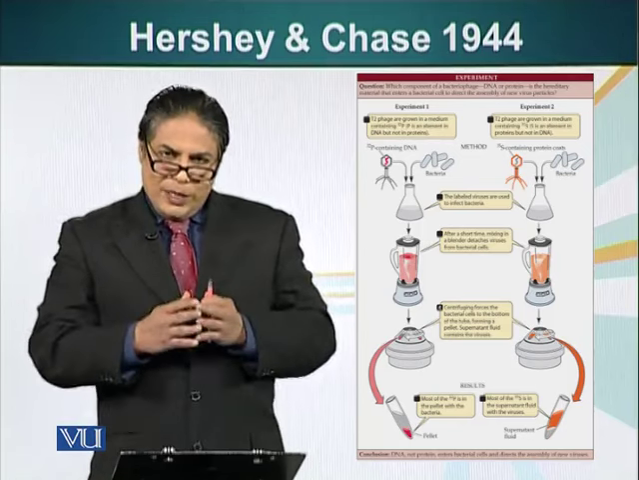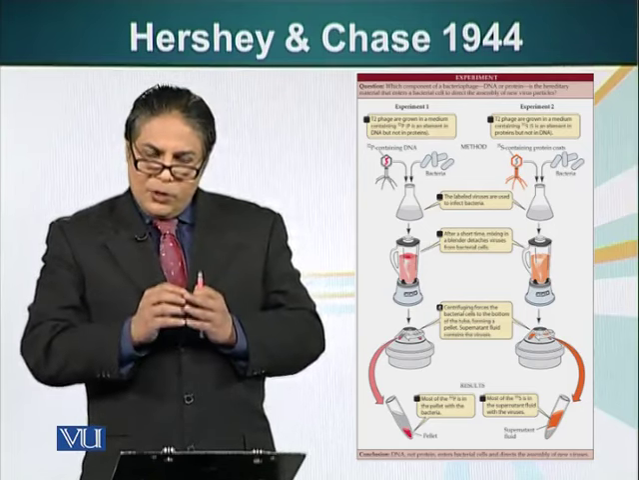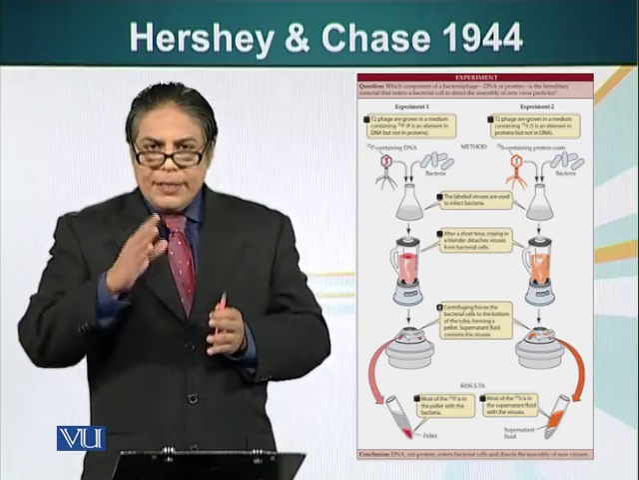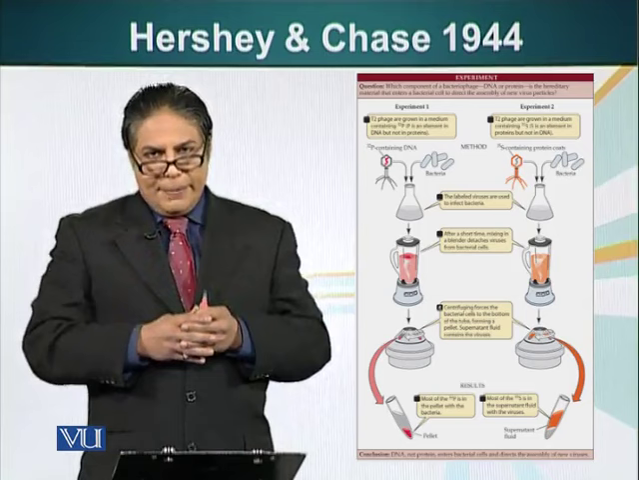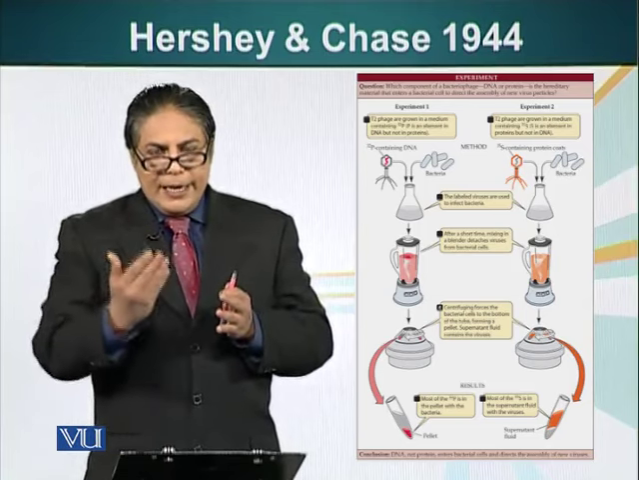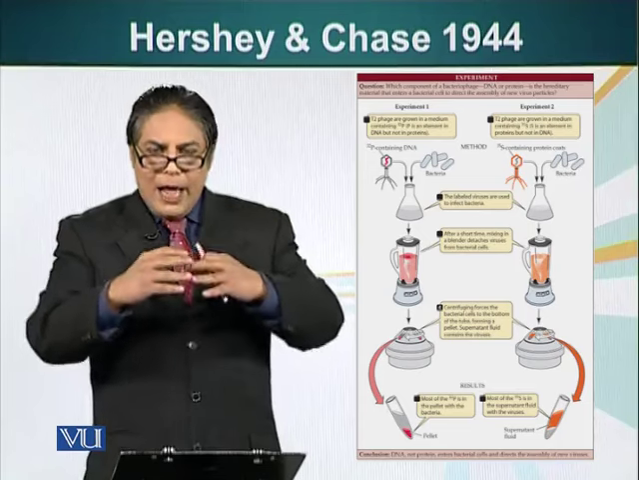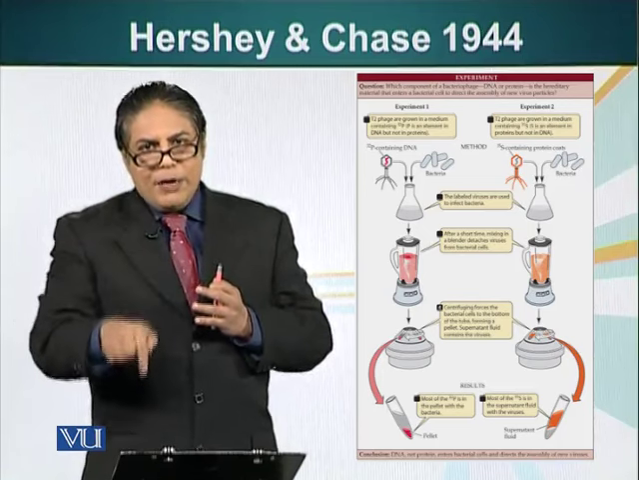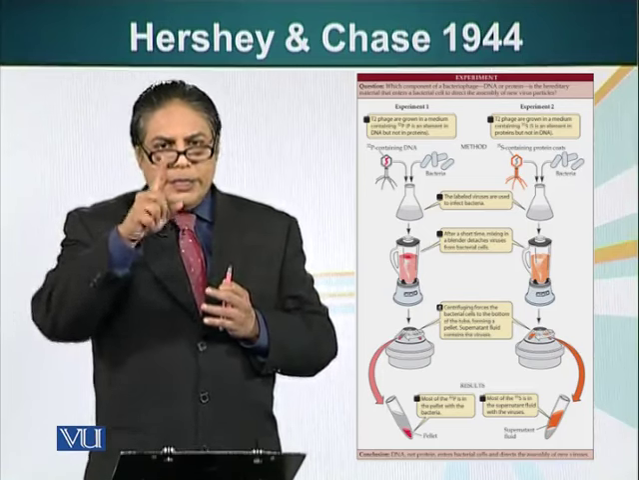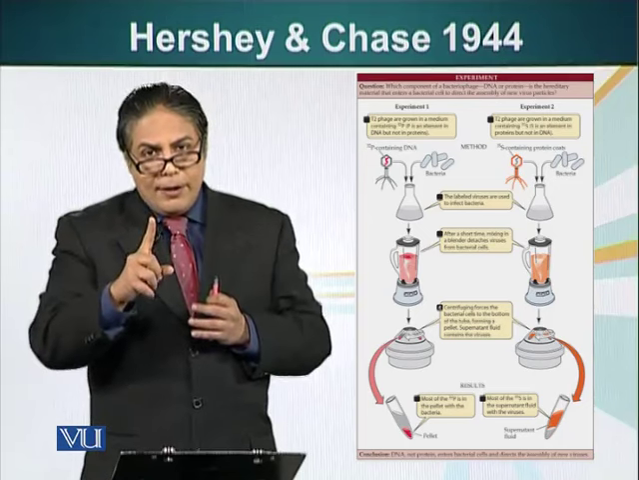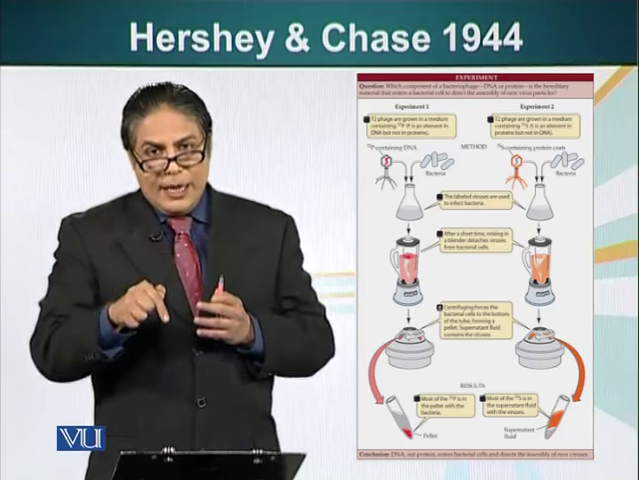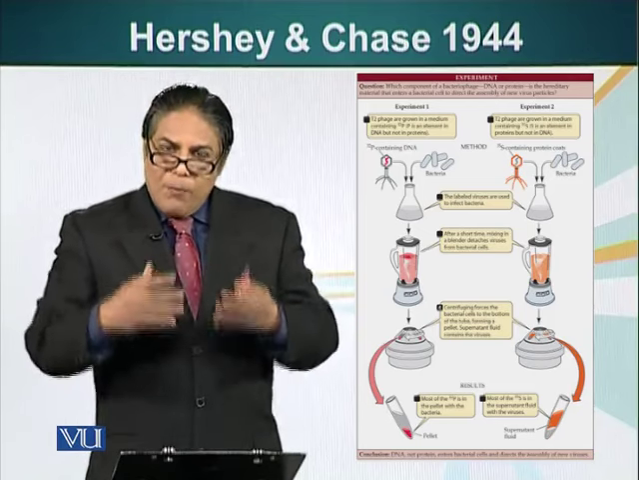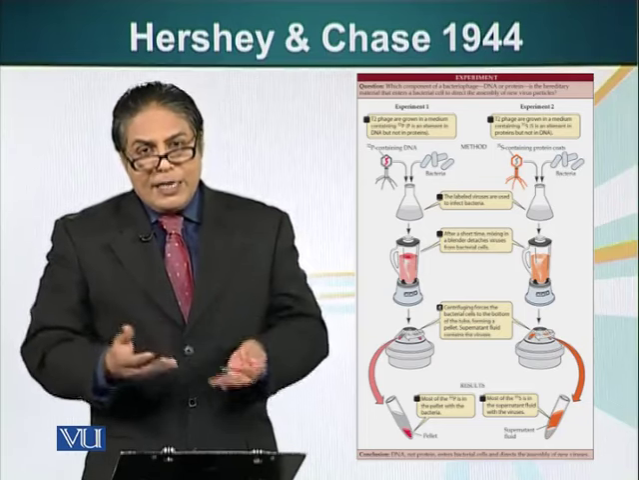When they infected these bacteria, they gave it a very short time duration. Soon after these bacteria were exposed to these viruses, these bacterial cultures were put in the blender. What the blender did, when it rotated, was knock off whatever was present outside the bacteria. There are two choices we have. Either the protein went inside the bacteria or the DNA went inside the bacteria. Whatever molecule went inside the bacteria is the molecule that is responsible for producing progeny virus. And what would produce the progeny virus? It would be the hereditary molecule.